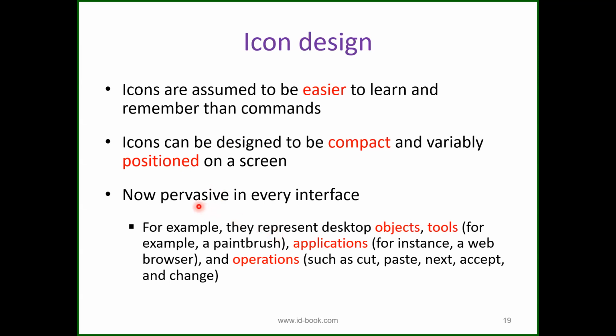Nowadays, icons are also pervasive in every interface. Now, what do we mean by pervasive? For example, they represent the desktop object tools, for example, the paintbrush, and they are also used for applications. For example, a browser, I have a Chrome or a Firefox icon, and operations such as cut, paste, next, accept, and change.